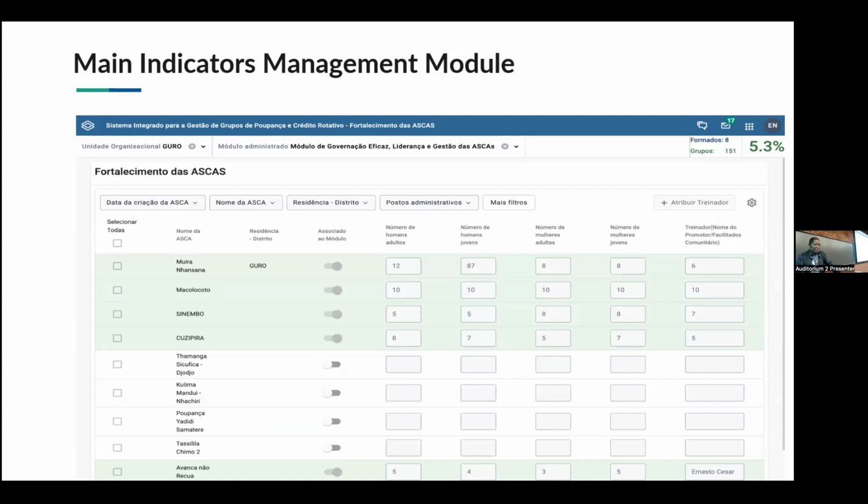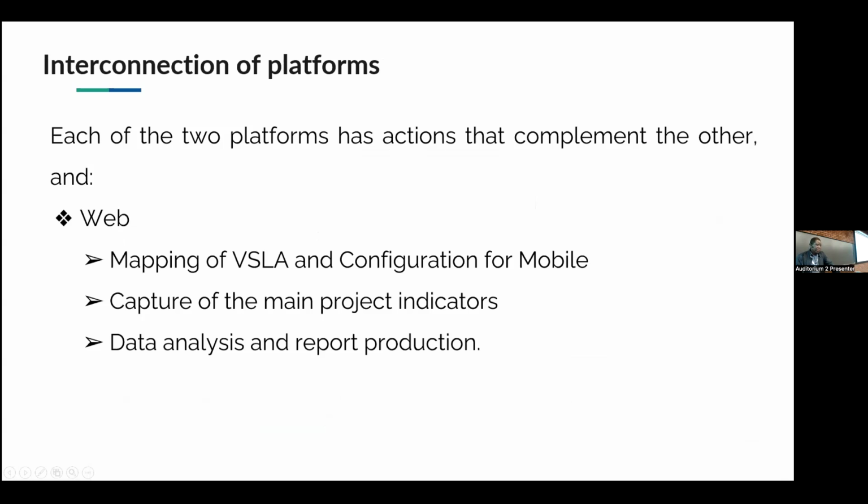So here the main indicators show exactly how the data and information is collected. You can see here the name of the association. Here, for example, you can see the number of members in this small association. They count how many adults, how many young, in this specific lesson, until the name of the person, for example, who gives the training for this group.